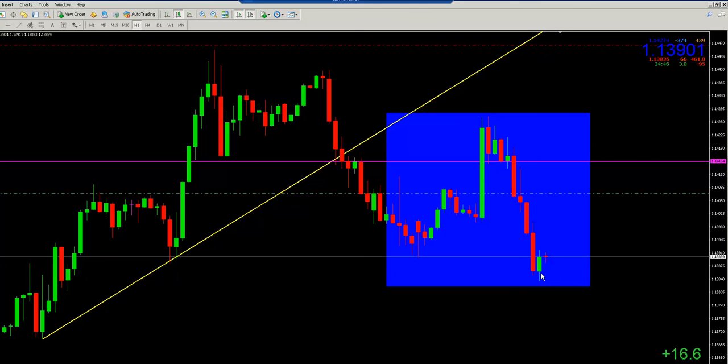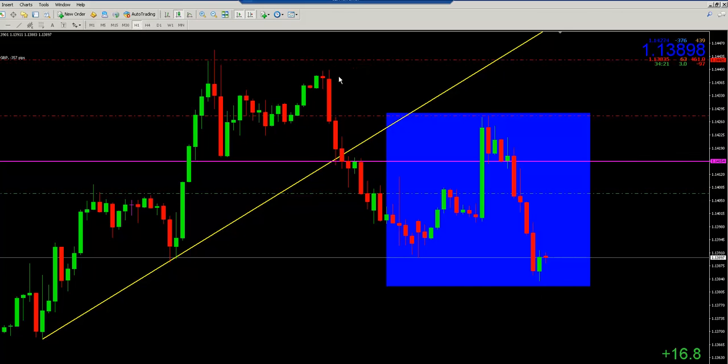Now, obviously, the question is, why did I stay in the trade? You can see here, my stop loss is at the top there. I could have chosen to place my stop loss above this particular candle, one of the previous candles before the breakout candle, or even above this candle. Either way would have been good.